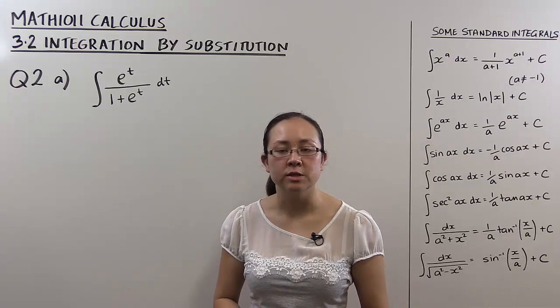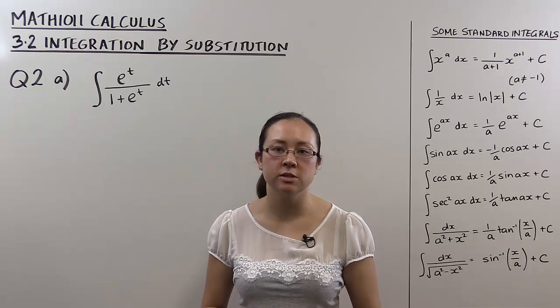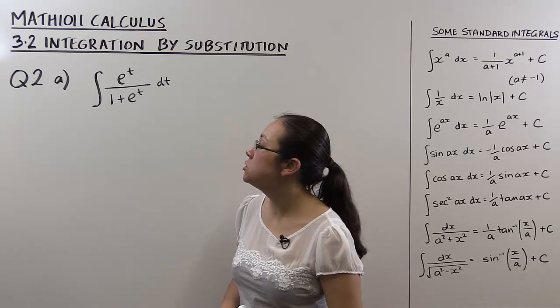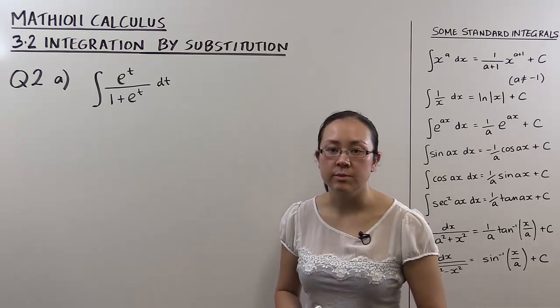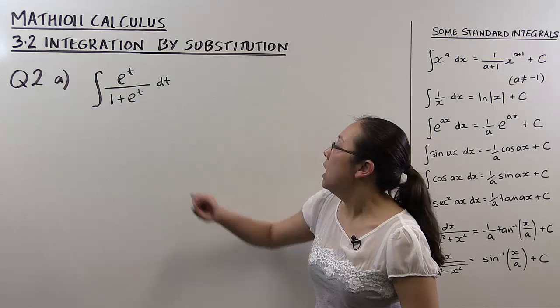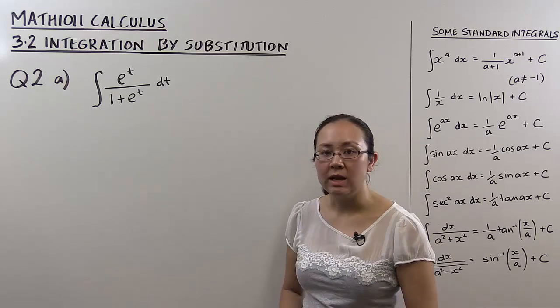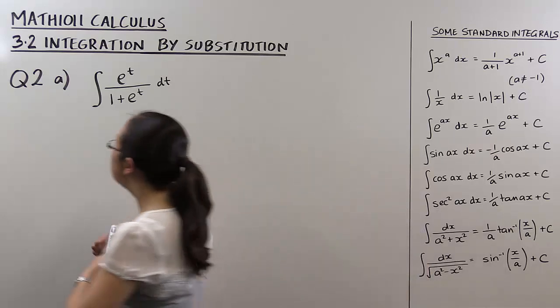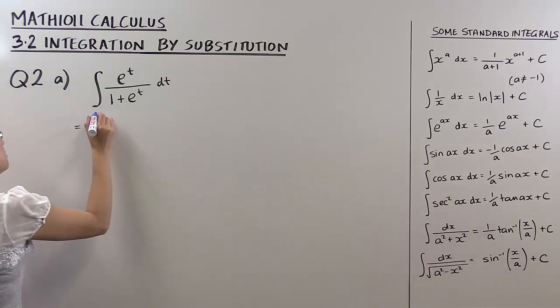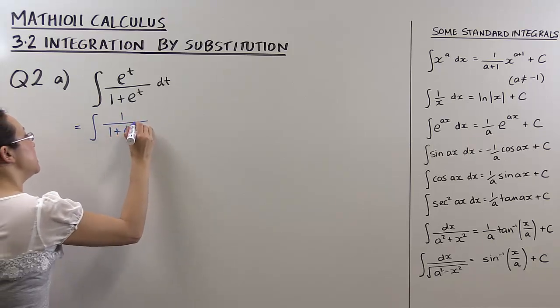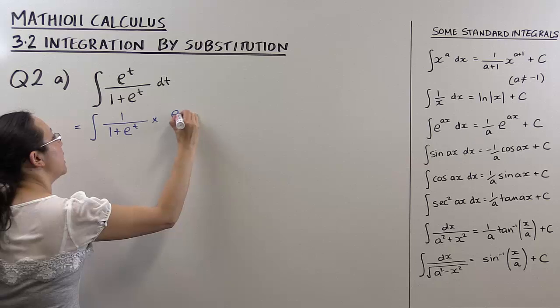Today I'm working through some of the Math 1011 calculus questions from the section on integration by substitution. In question 2 we're asked to calculate some indefinite integrals. The first one is e to the t over 1 plus e to the t. The key here is to recognise that this is 1 over 1 plus e to the t multiplied by an e to the t.